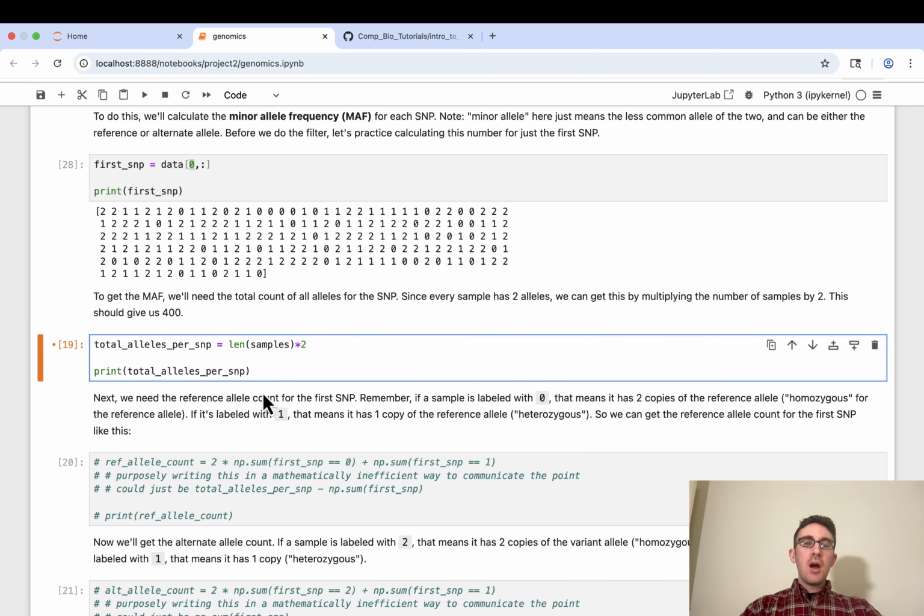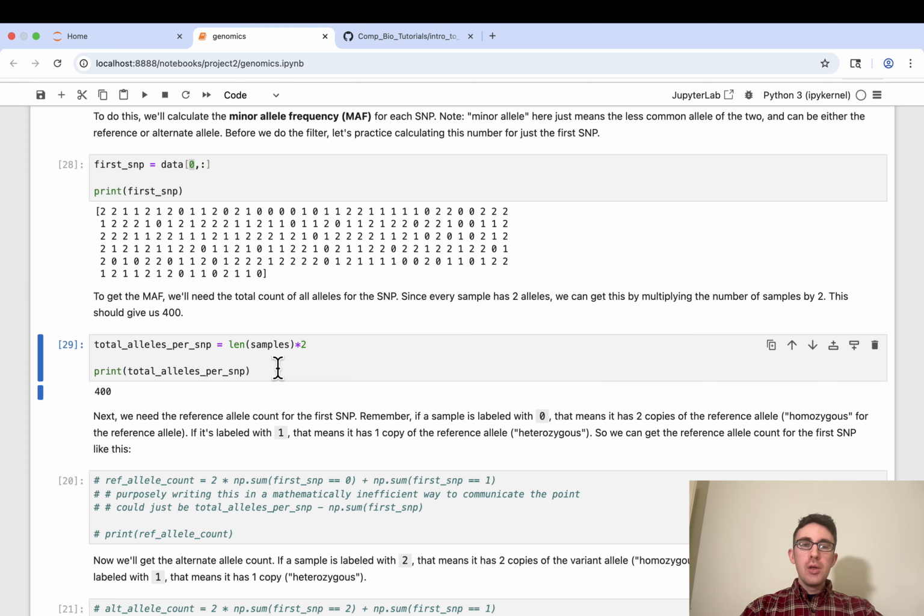Like we just said, each person or each sample has 2 copies of every SNP, 1 on each of their chromosomes. So the total number of alleles for each SNP is just the total number of samples we have times 2. Since we have 200 samples, remember 100 normal people and 100 zombies, 200 times 2 should give us 400 total alleles per SNP. And we can see, yeah, that is what we get here.